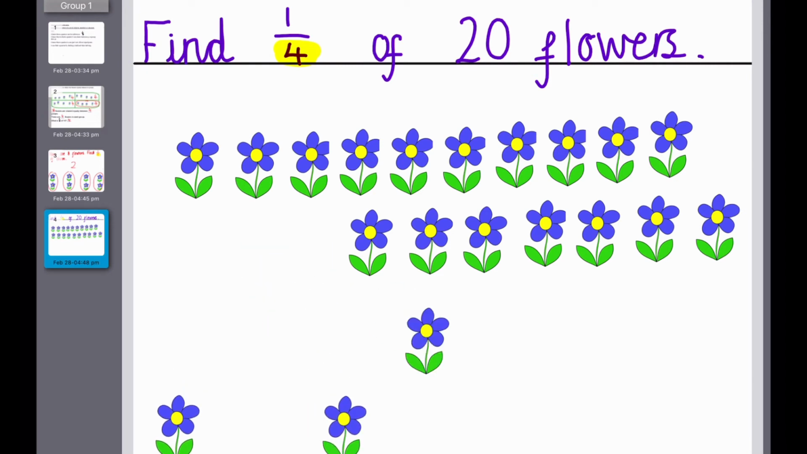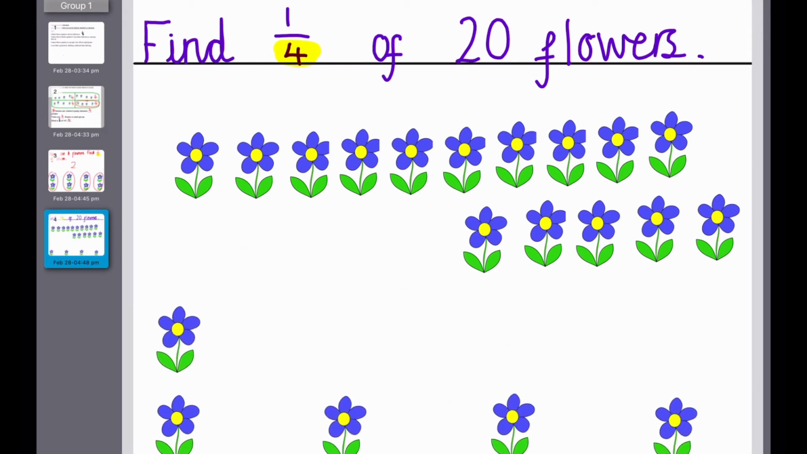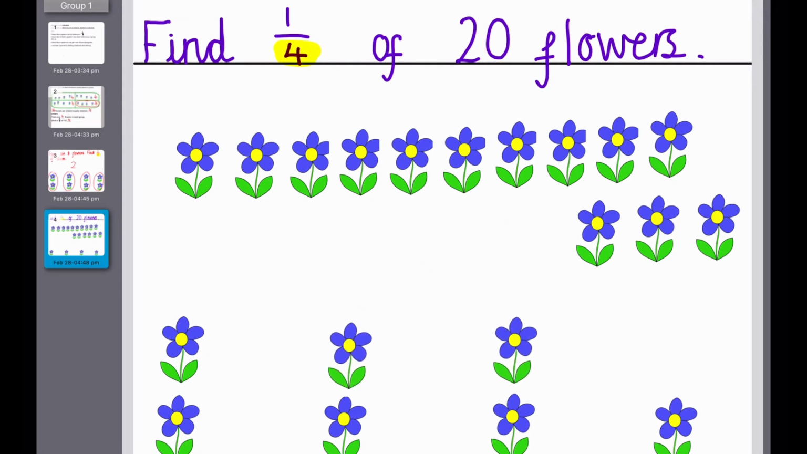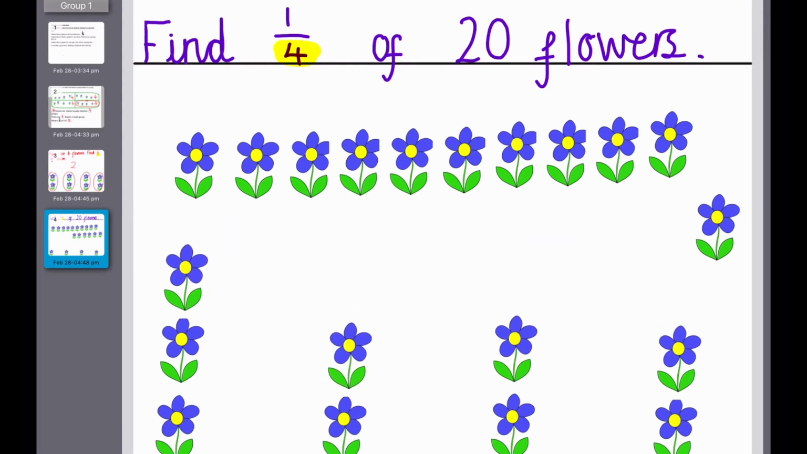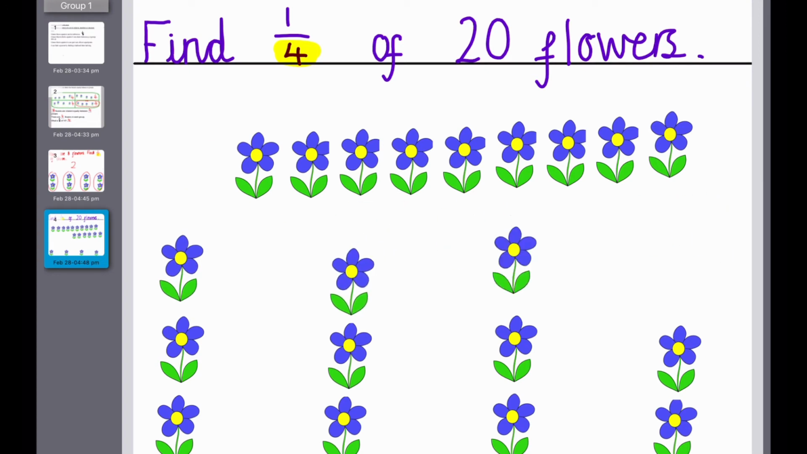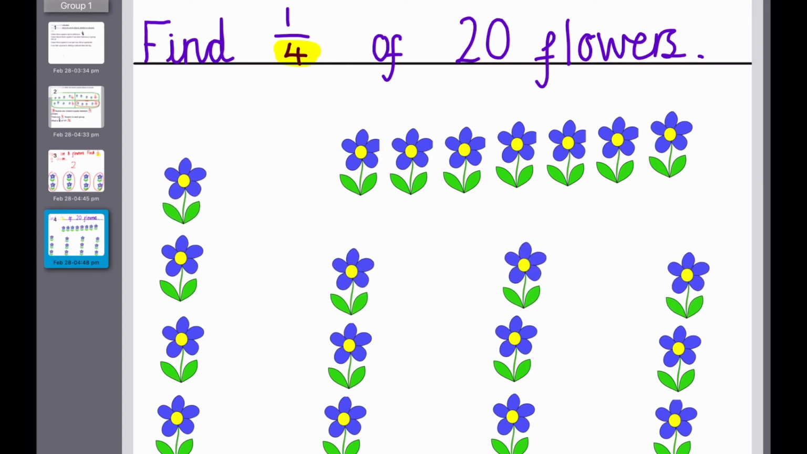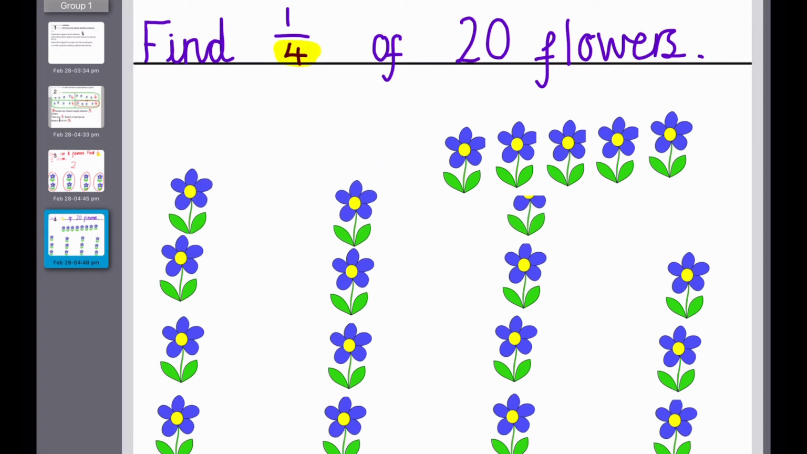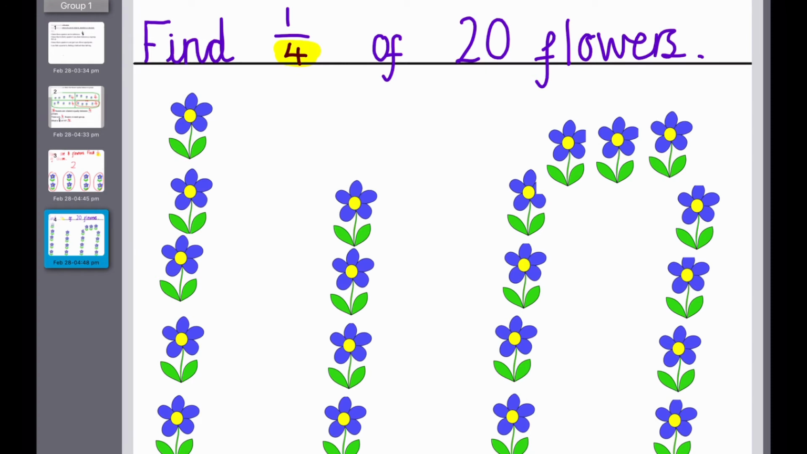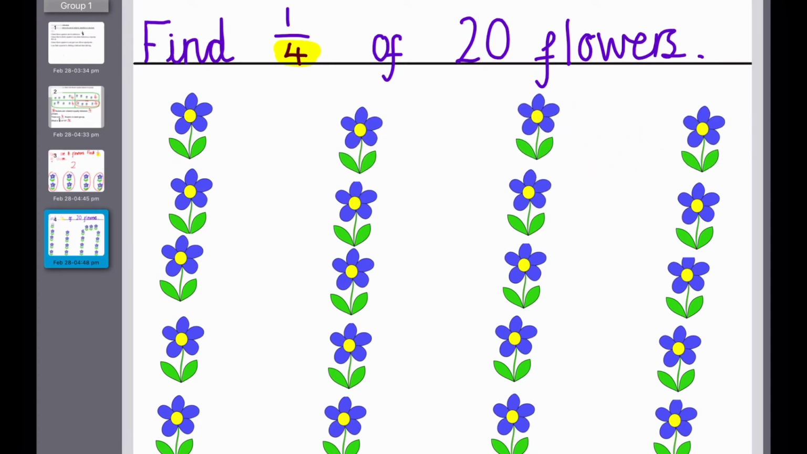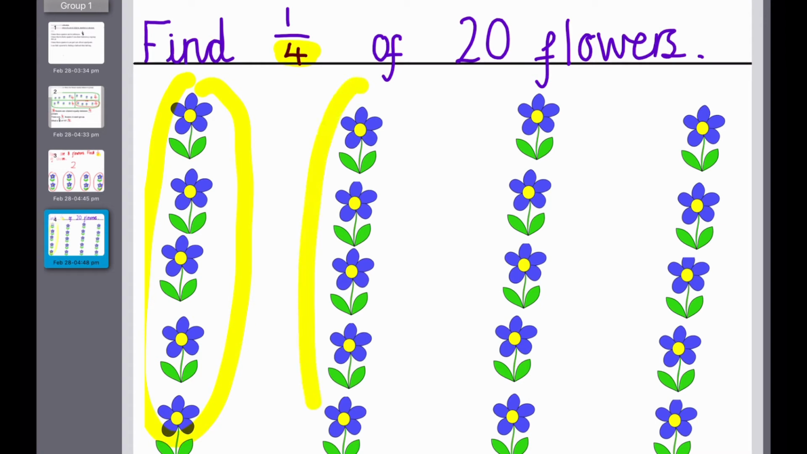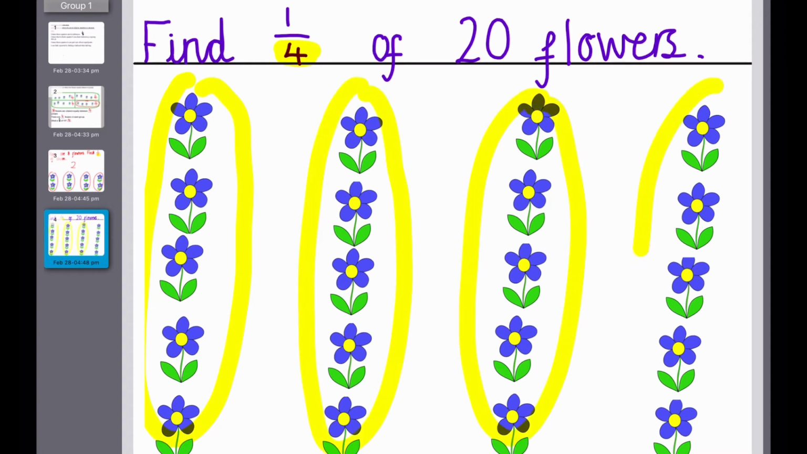1, 2, 3, 4. 1, 2, 3, 4. I have shared my 20 flowers between 4 equal groups. Group 1, Group 2, Group 3 and Group 4. They are equal because they're the same number of flowers in every single group.